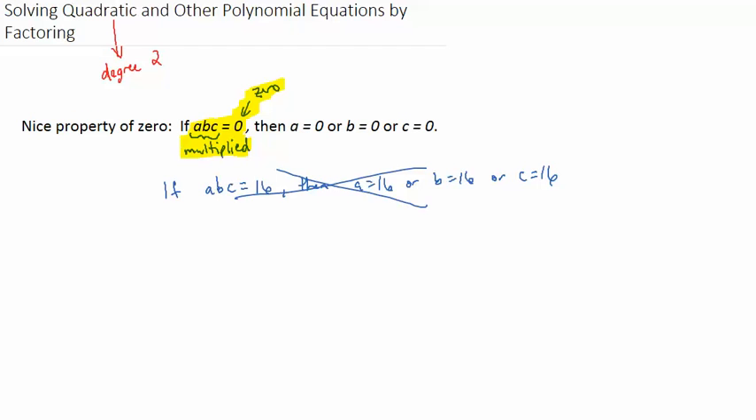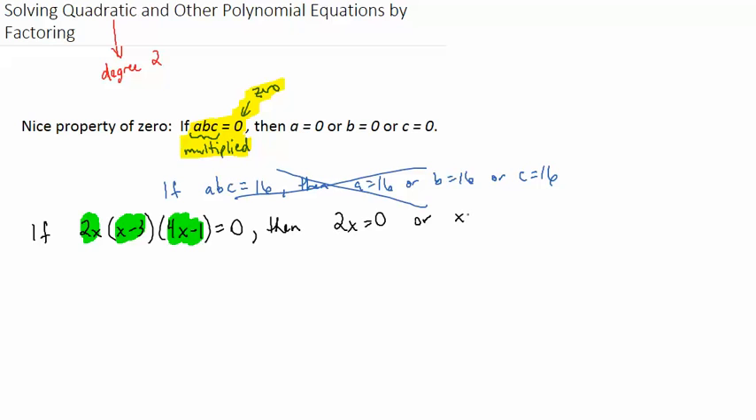So let's look at another example of this. Let's say we have 2x times x minus 3 times 4x minus 1 equals 0. Then what can we conclude? Well, we once again have three things multiplied. We have 2x times x minus 3 times 4x minus 1, and it equals 0. So we can conclude that 2x equals 0, the first thing that's multiplied, or the second thing, x minus 3, equals 0, or the third thing, 4x minus 1, has to be 0.